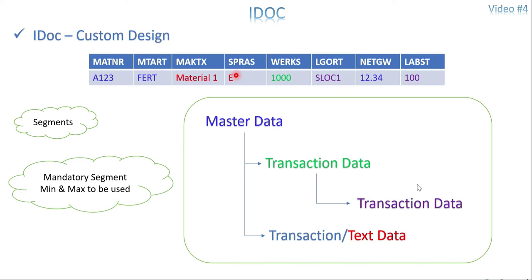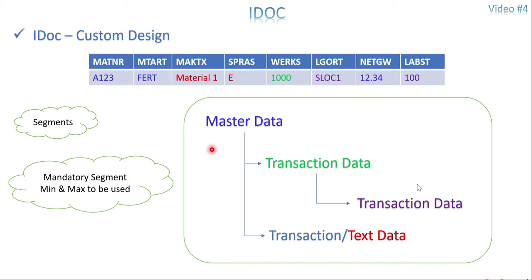And then minimum and maximum. For a segment, how many times it can be used, either only one or more than one. So there are 2 fields, minimum and maximum. Minimum one means at least one time it should be used. And then maximum is 9999, four nines. So this is the range of one particular segment. Mostly, for example with transaction data, it may be more than one, so the same segment can be repeated again and again.